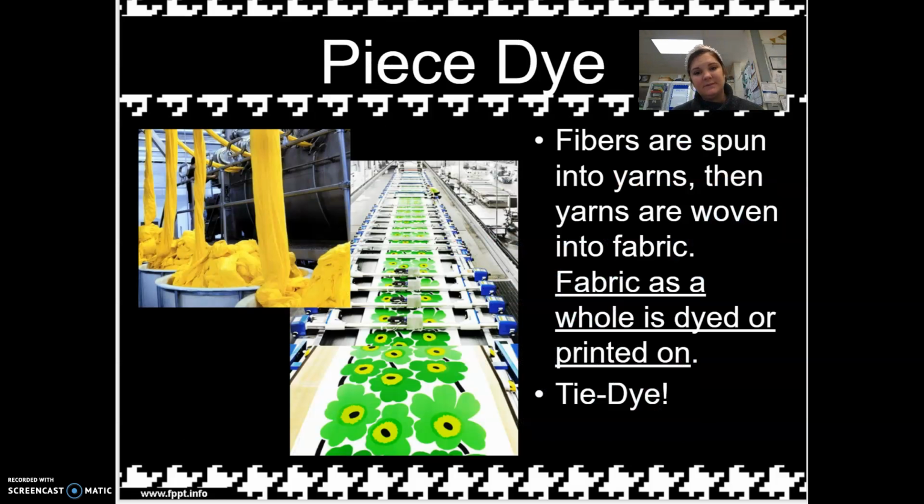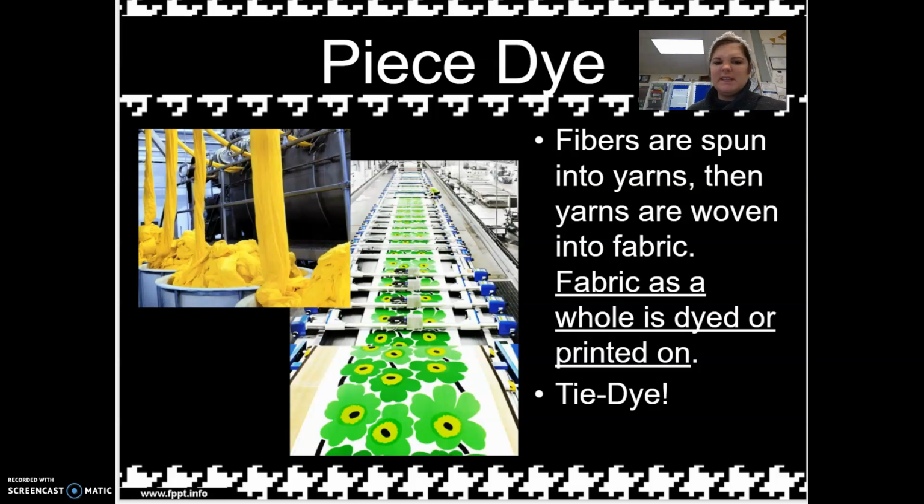Then we have piece dye, and this one is the most common when it comes to fabric that we buy at the fabric store like Hobby Lobby or Walmart. This is where fibers are spun into yarns and then yarns are woven into the fabric. So you have a sheet of fabric and then the whole sheet of fabric is then dyed or printed on.